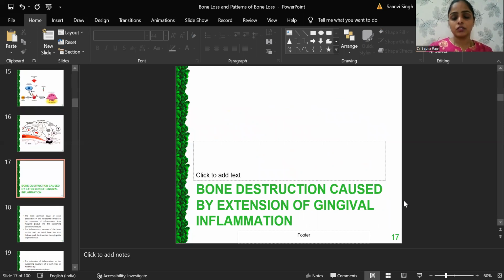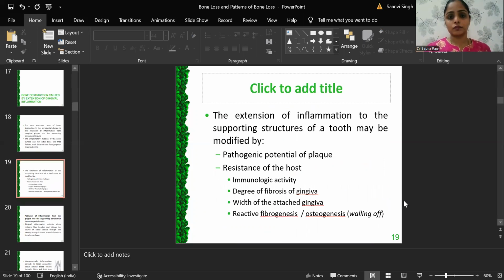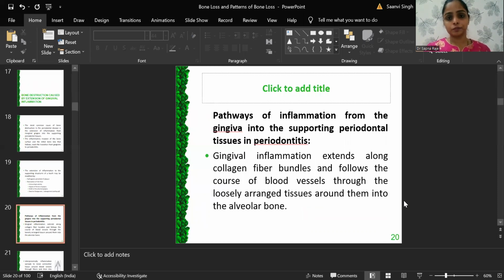Now, how can bone destruction be caused due to gingival inflammation? The most common cause of bone destruction in periodontal disease is the extension of inflammation from the marginal gingiva into the supporting periodontal tissues. The inflammatory invasion of the bone surface and the initial bone loss that follows mark the transition from gingivitis to periodontitis. The extension of inflammation to the supporting structure of the tooth may be modified by the pathogenic potential of plaque, resistance of the host, immunologic activity, degree of fibrosis of the gingiva, and width of the attached gingiva.